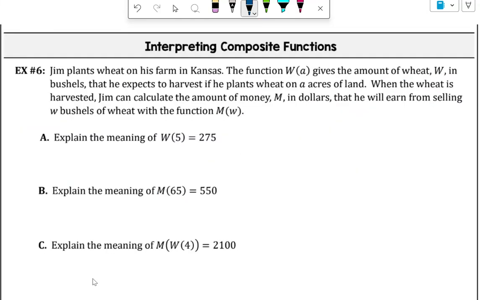Go ahead and read number 6. Pause the video, read number 6, and think about if you can understand what the interpretation is.